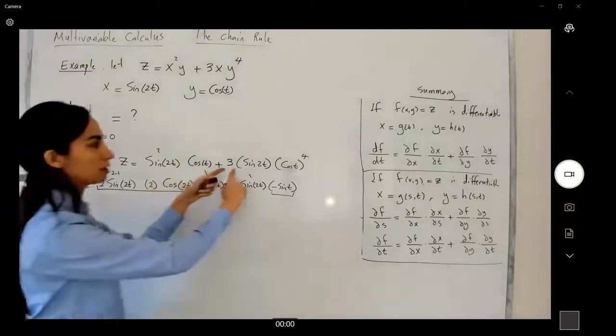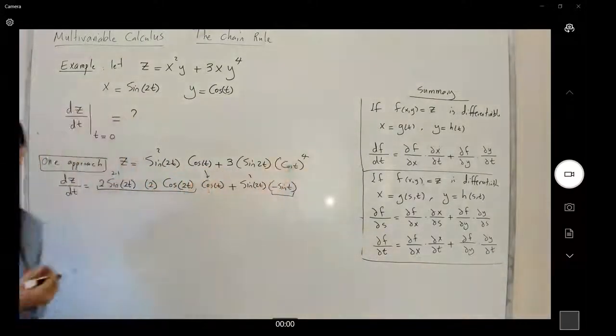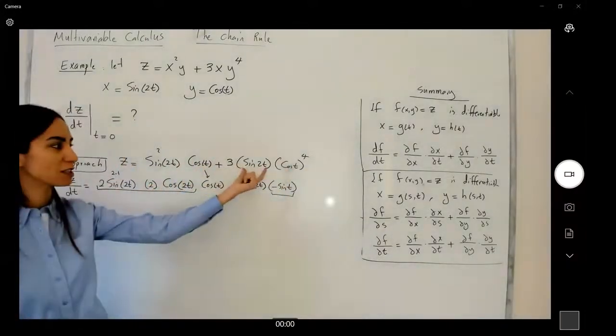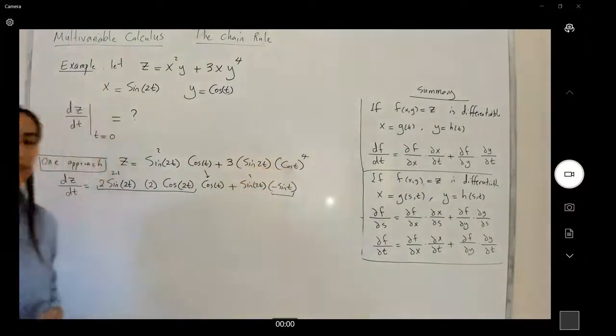Now we move on to the next multiplication. The product between sine 2t and cosine to the fourth.